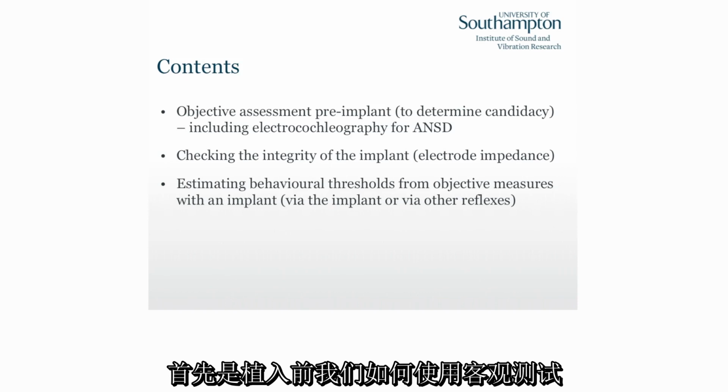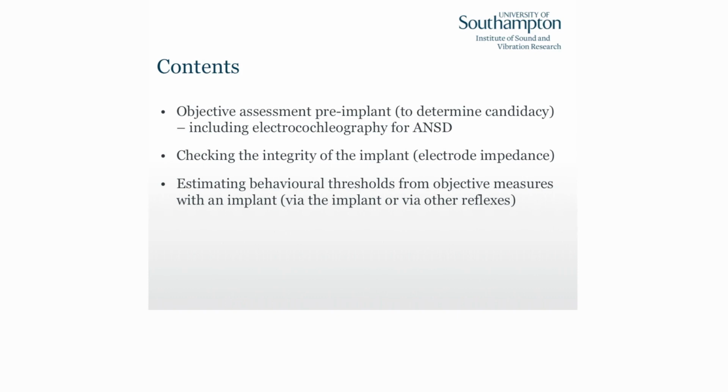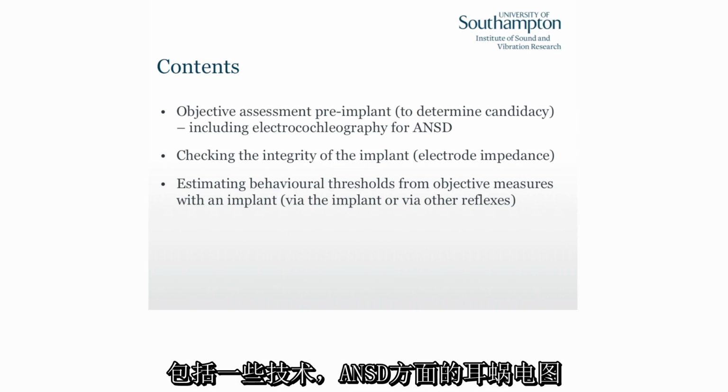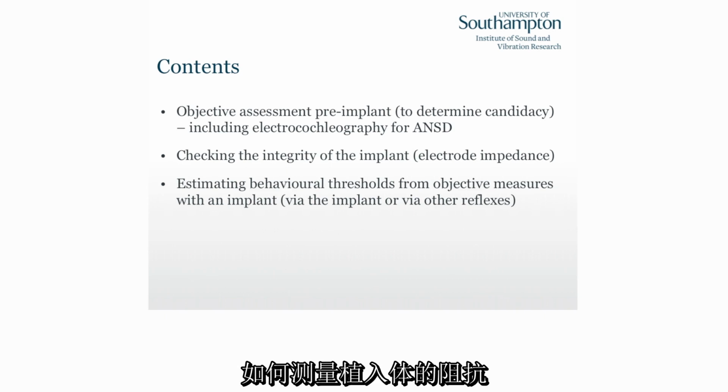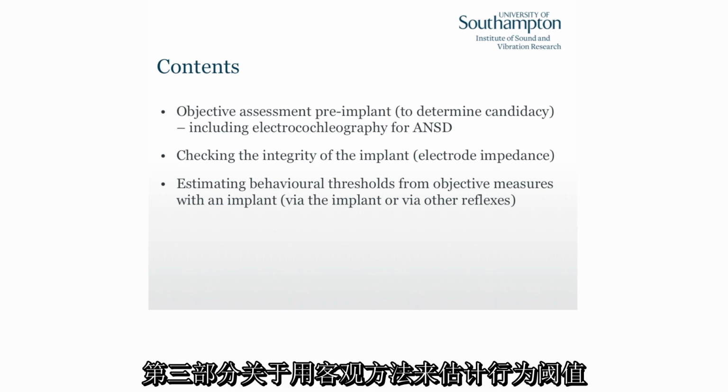So the lecture is going to be divided into three main sections. The first is looking at pre-implant, how could we use objective measures? And that's going to include a couple of techniques, electrocochleography in terms of ANSD. How to check the integrity of the implant, so how do we check the impedances of the implant. And then the third section is going to be on estimating behavioural thresholds using objective methods.